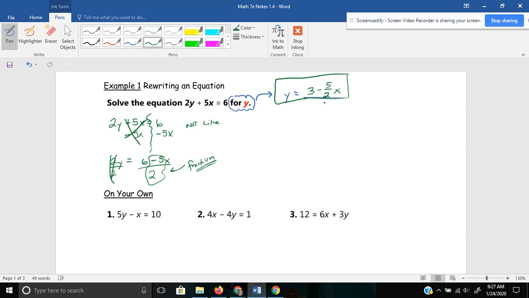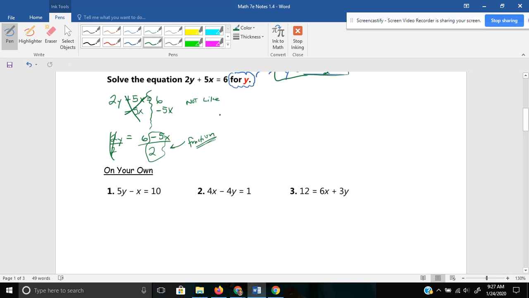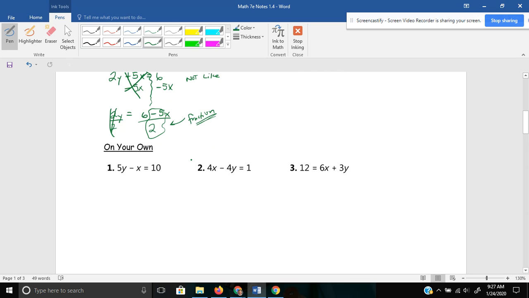Why don't you go ahead and try that on your own to see how you're doing. And it's the same directions. Sorry, I didn't write that in, but solve for y in each one of these. Go ahead, pause now, and try it out.